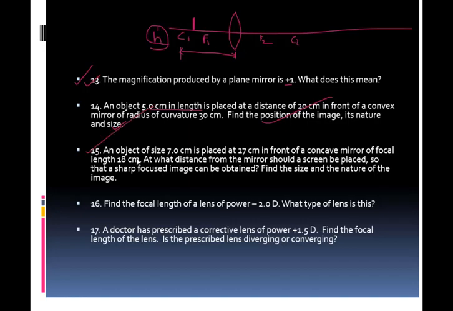Now question number 15. An object of size 7 centimeter is placed at 27 centimeter in front of a concave mirror of focal length 18. So the height of the object is 7 centimeter. Object distance, that is u, is 27 centimeter. Because this is object distance, it will be minus 27. Focal length is 18 centimeter. At what distance from the mirror should a screen be placed so that a sharp focused image can be obtained? So here you need to find out the image distance.